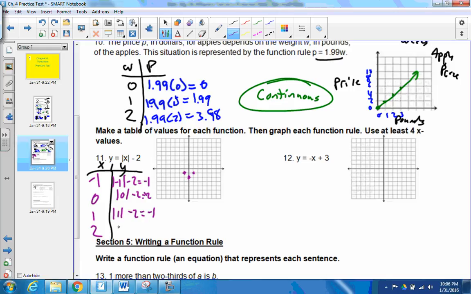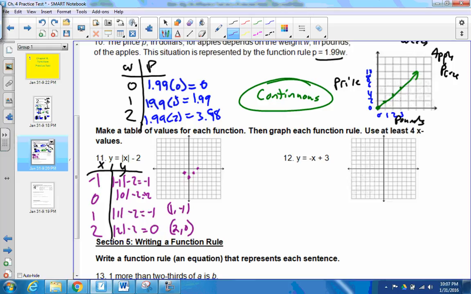And we have one more. Absolute value of 2 is 2. Minus 2 would be 0. So again, this one would be 2, 0. If you want to make a column for the ordered pairs, that's 2, 0. So you know 2 over. Alright. And again, this one would be 1, -1, and so forth.